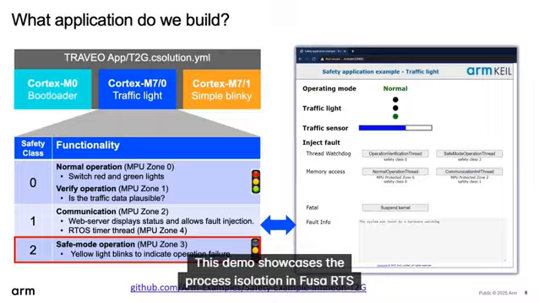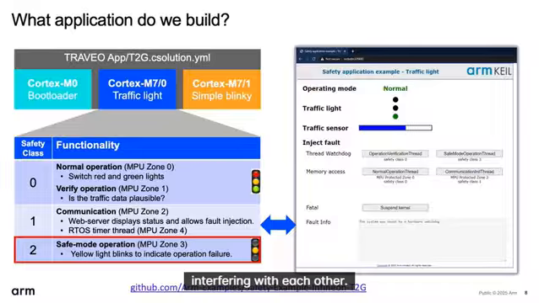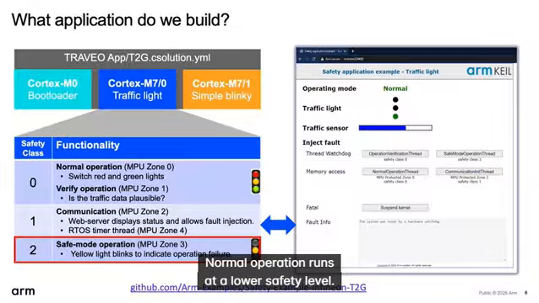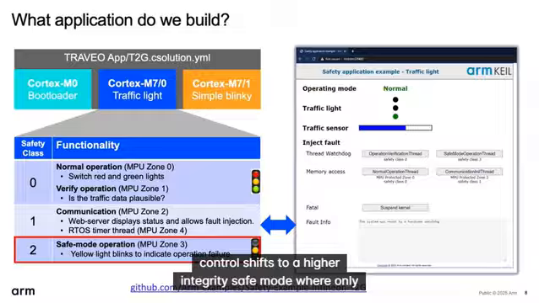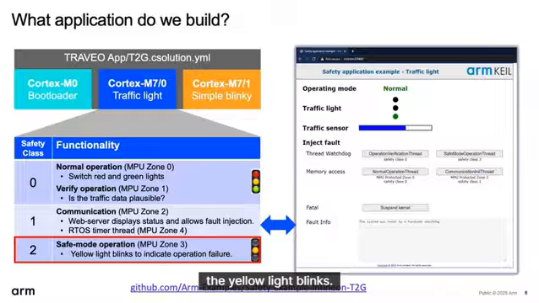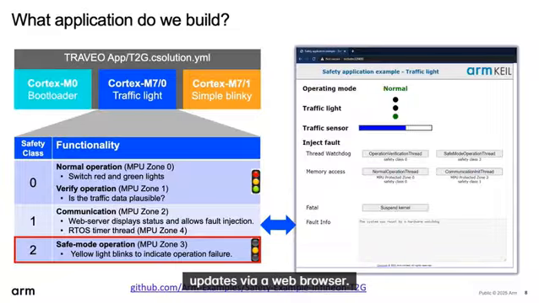This demo showcases the process isolation in FuSa RTS, protecting components with different safety levels from interfering with each other. Normal operation runs at a lower safety level. Its behavior is constantly monitored, and if something goes wrong, control shifts to a higher integrity safe mode, where only the yellow light blinks. A TCP/IP interface handles user input and provides status updates via a web browser.